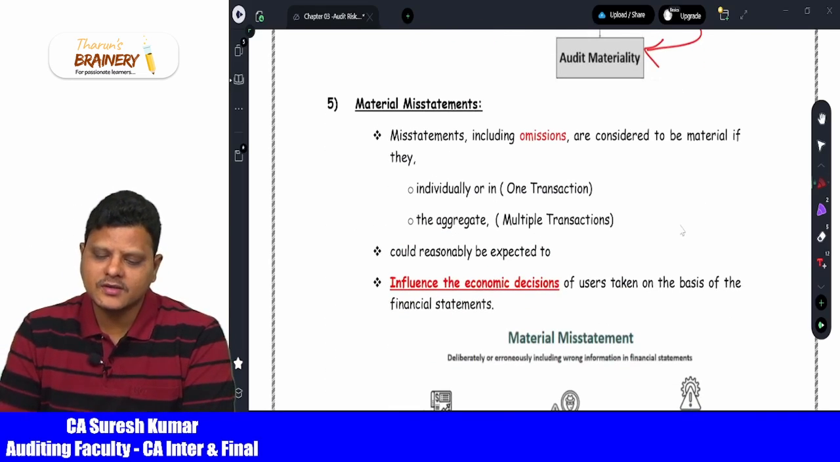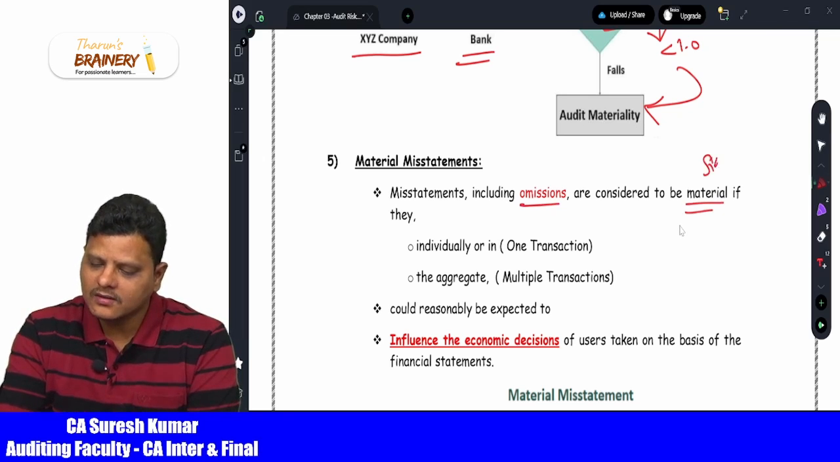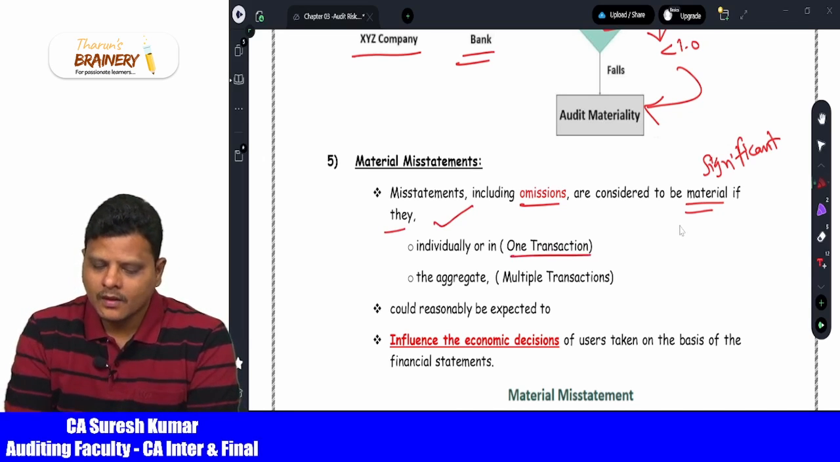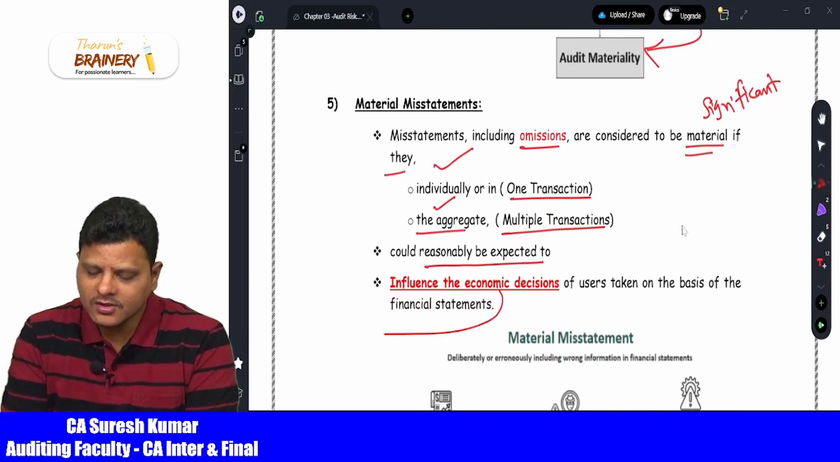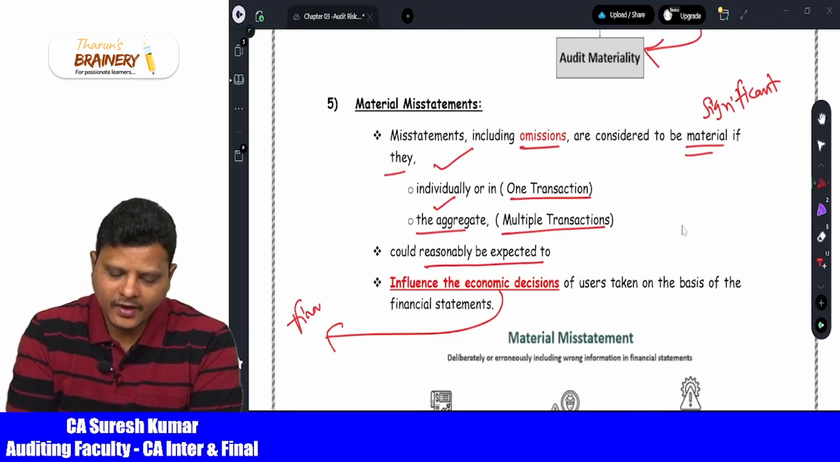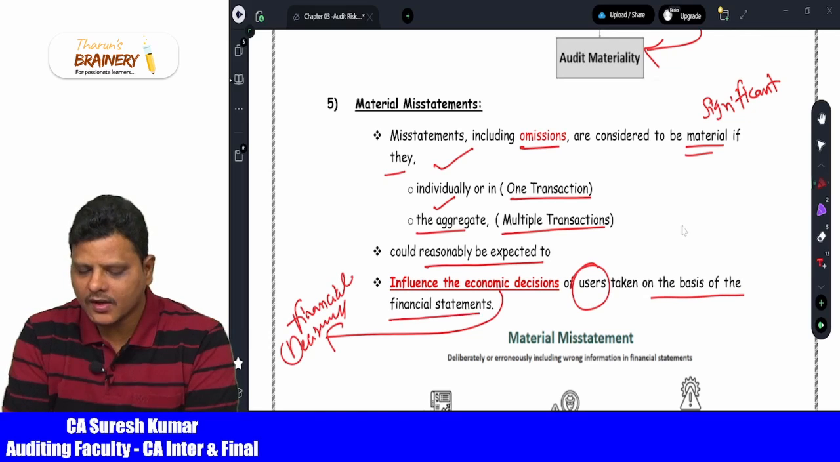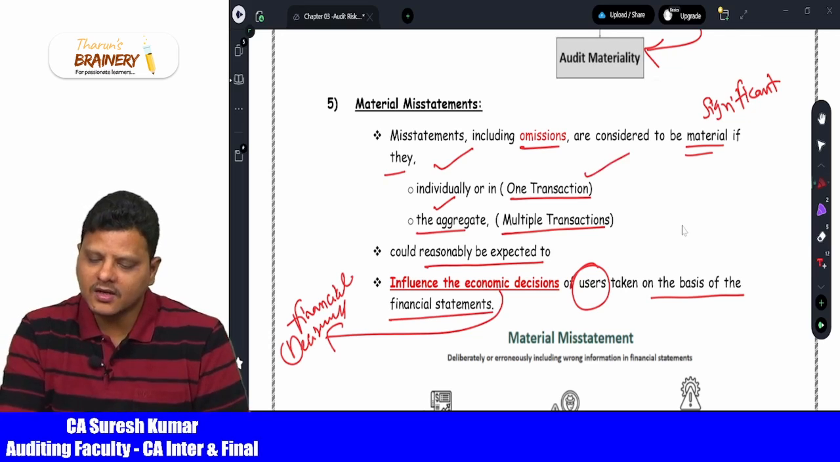Now, what are material misstatements? Misstatements, including omissions, are considered as material. What is material? Significant. If they, individually, meaning one transaction, or in aggregate, meaning multiple transactions, could reasonably be expected to influence the economic decisions, what is the meaning of economic decisions? Financial decisions of users taken on the basis of the financial statements. That means any omission in the financial statements, which may be a single transaction.